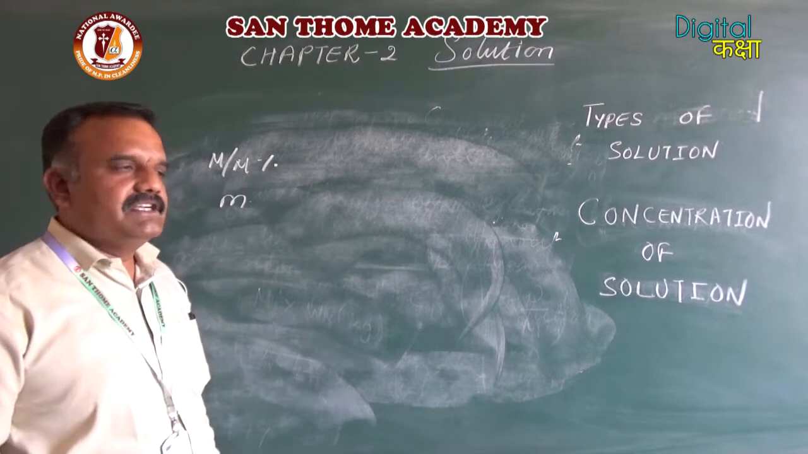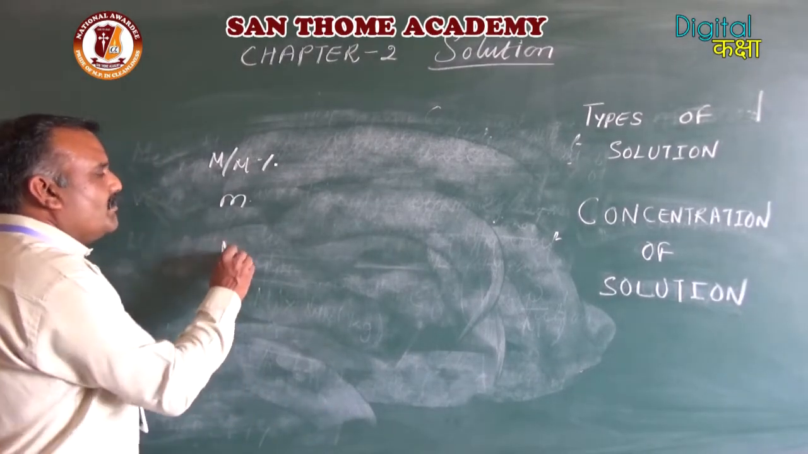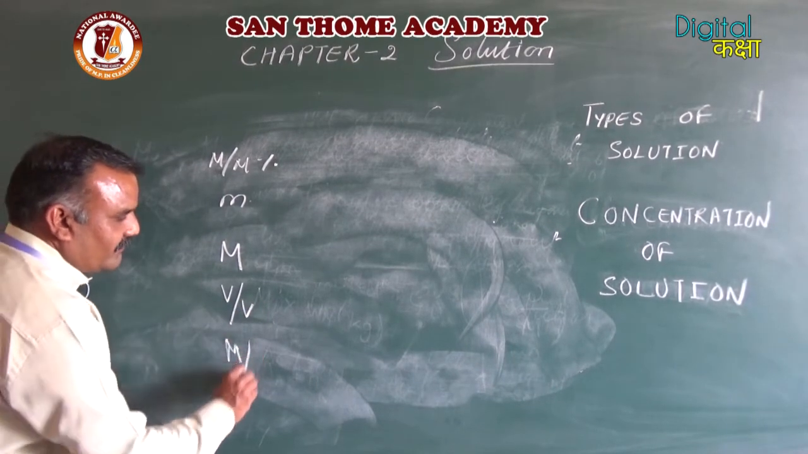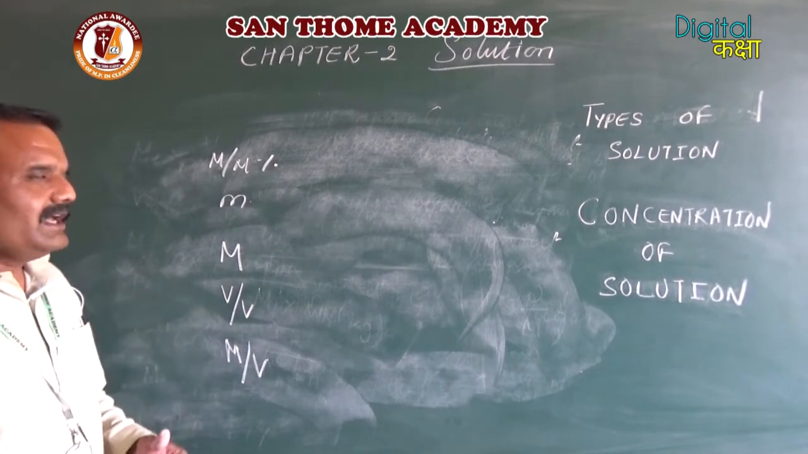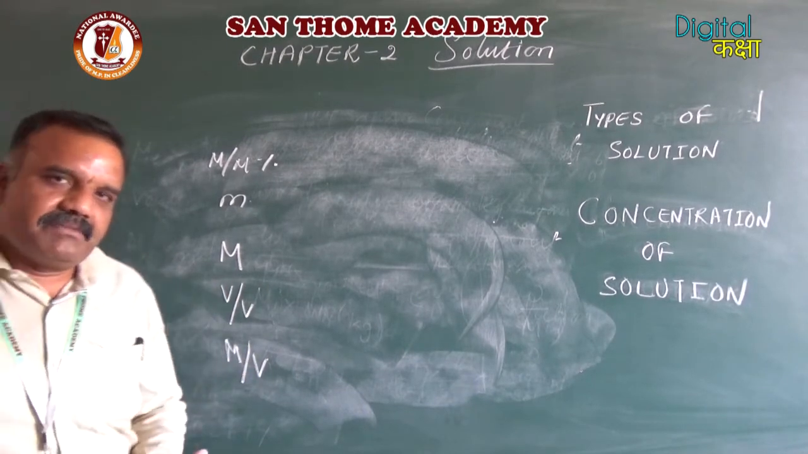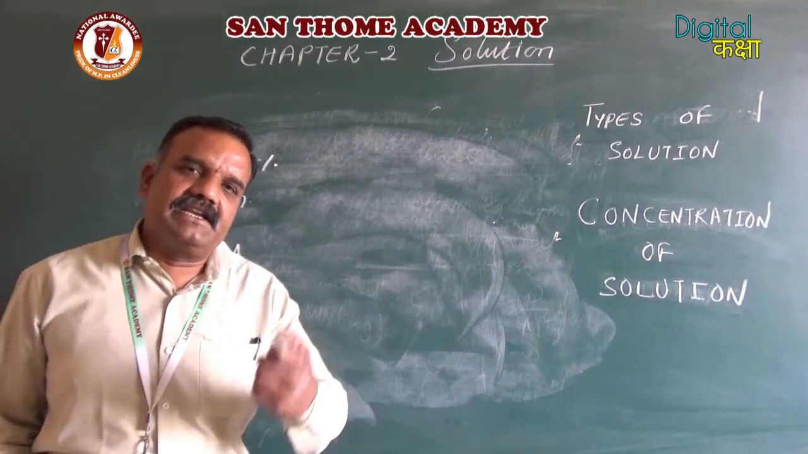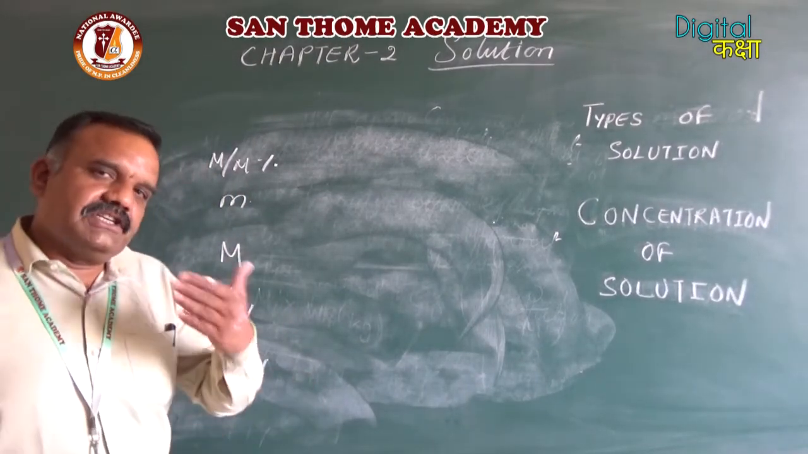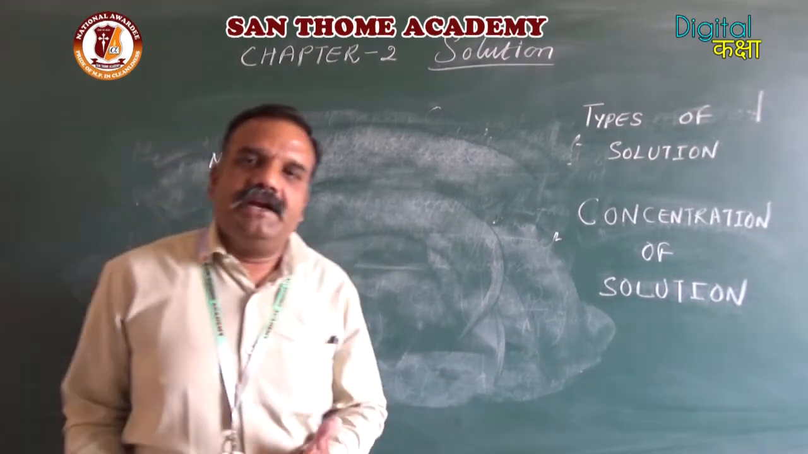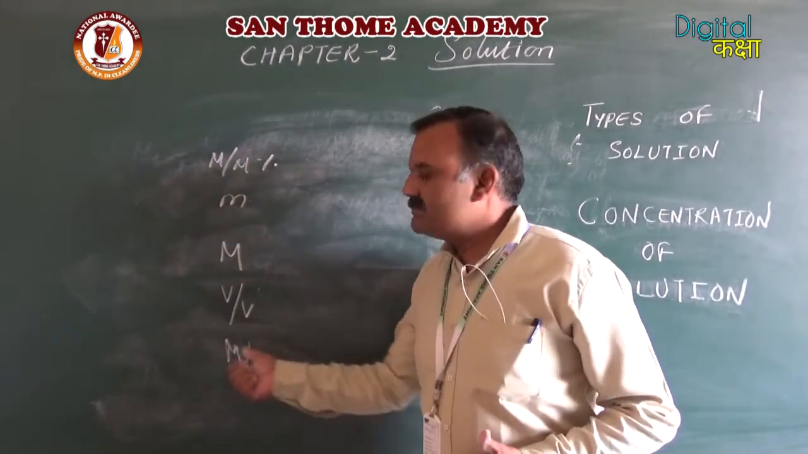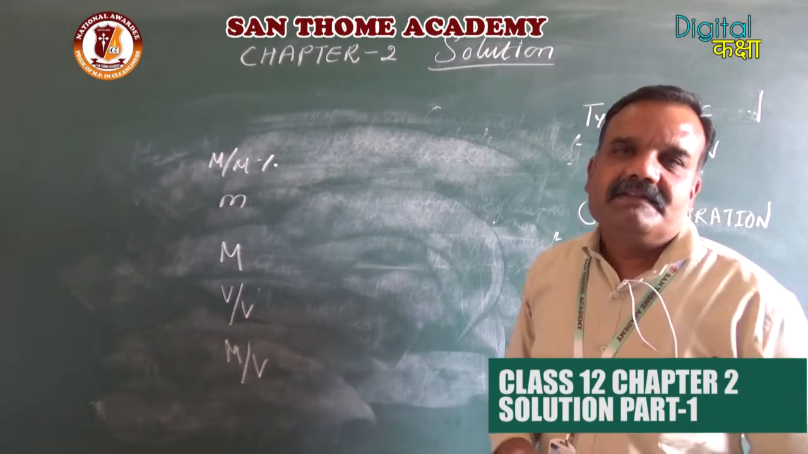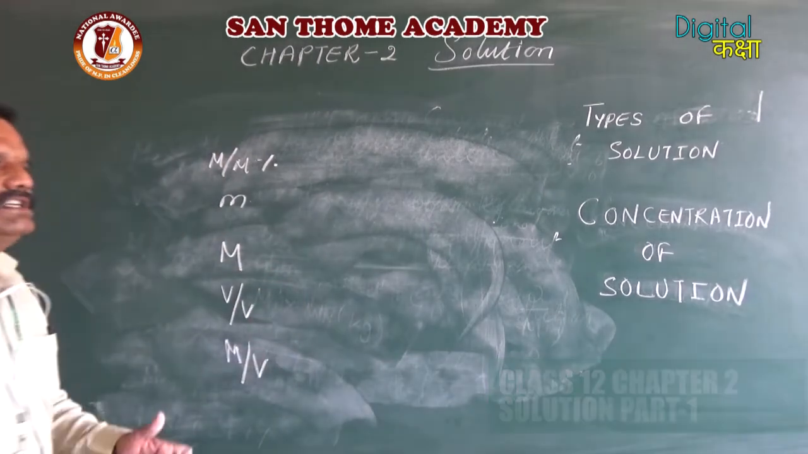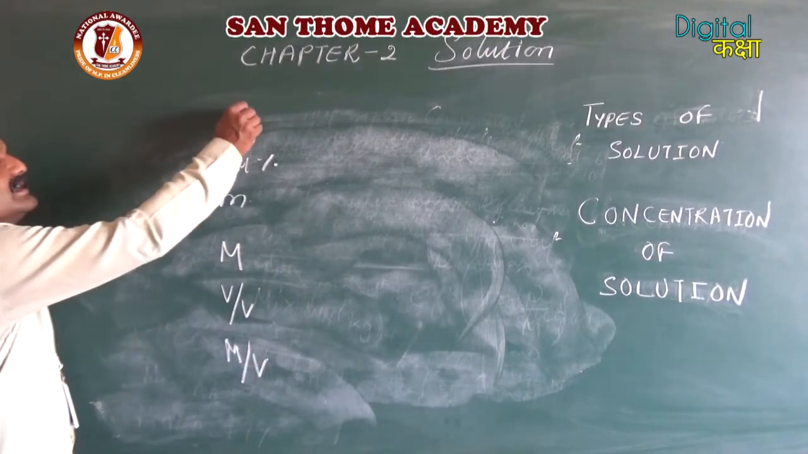But if I express the concentration in terms of molarity, V by V or M by V, then definitely we know that volume gets affected by temperature. It increases by increasing the temperature and decreases by decreasing the temperature. It means that if we are expressing the concentration of solution in terms of molarity, volume by volume or mass by volume percentage, then definitely the concentration gets affected by temperature. One more way of expressing the concentration which does not get affected by temperature is mole fraction.